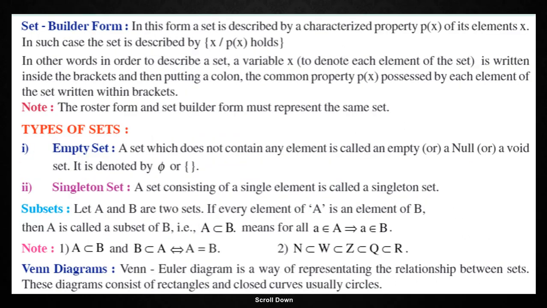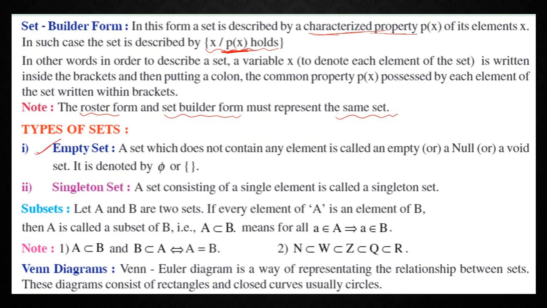Next, moving on to set builder form. What is set builder form? In set builder form we write the given set with a property, the property that x is holding. Whatever property is given, we write it here, and based on that we write the set builder form, right? Here we need to remember that roster form and set builder form are two different forms which represent the same set. Okay, next, moving on to types of sets.